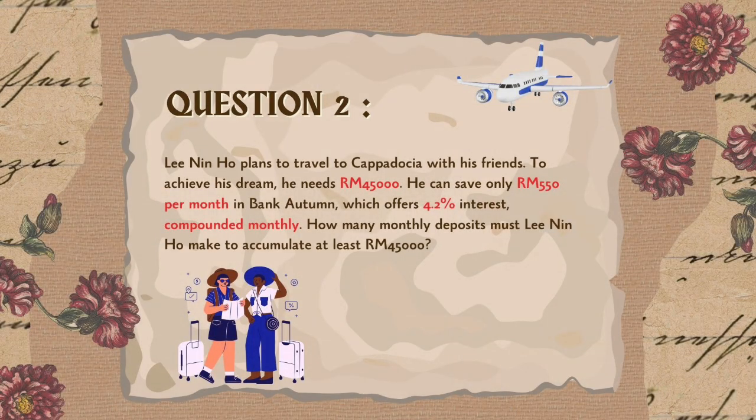Question 2. Lee Min-ho plans to travel to Cappadocia with his friends. To achieve his dream, he needs Rm 45,000. He can save only Rm 515 per month in Bank Autumn, which offers 4.2% interest, compounded monthly. How many monthly deposits must Lee Min-ho make to accumulate at least Rm 45,000?